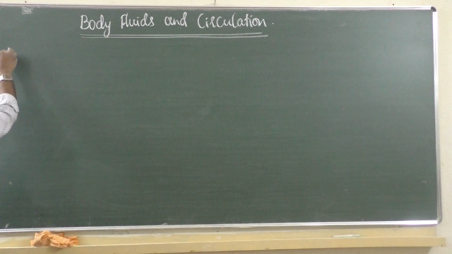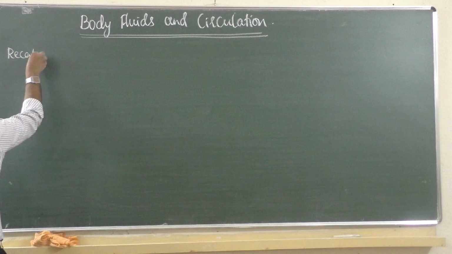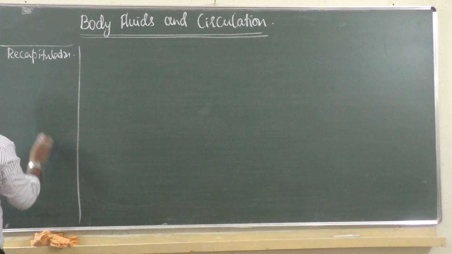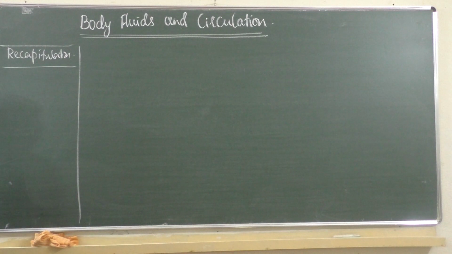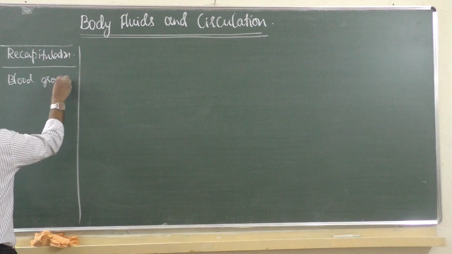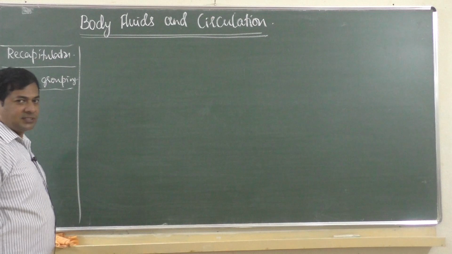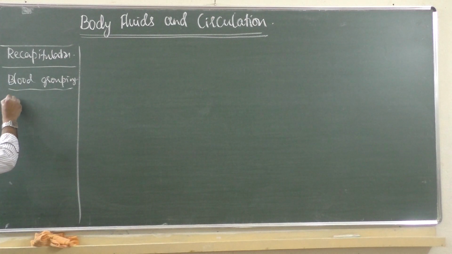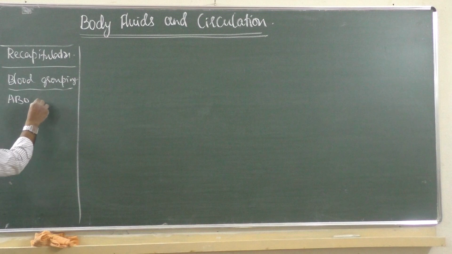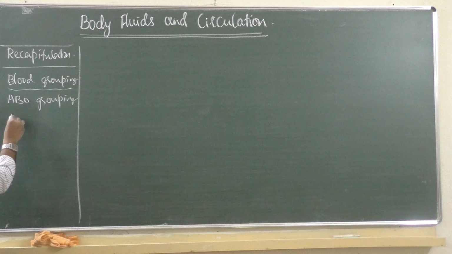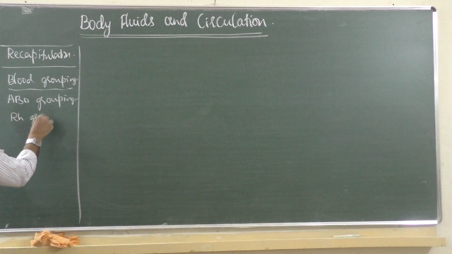So if we have to recap what we have learnt in the last class, let us do a recap. In our last class we learnt blood grouping. Even though blood looks the same in all organisms, the difference is there with blood group, because there are two types of blood grouping. One is called ABO blood grouping, and the other one is RH grouping.